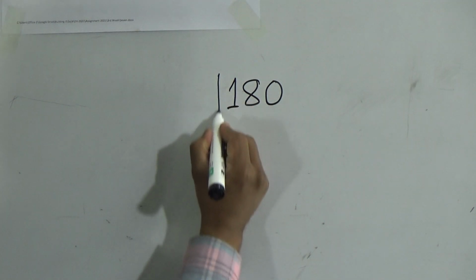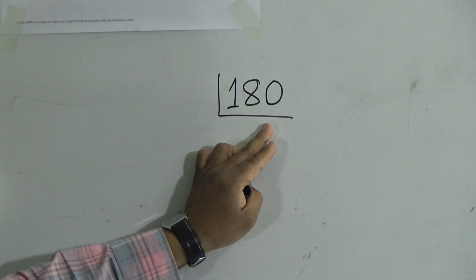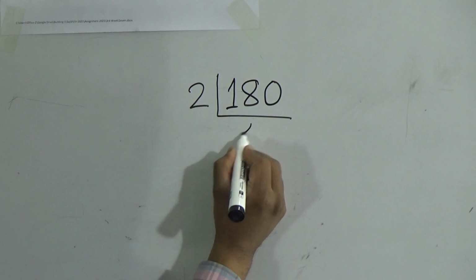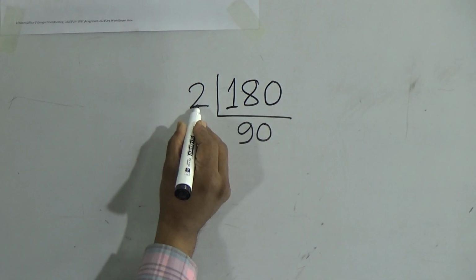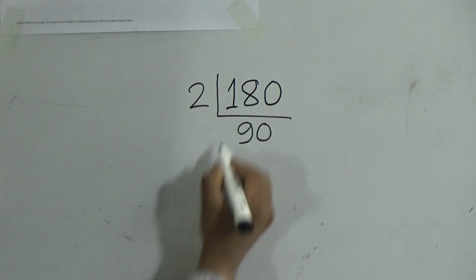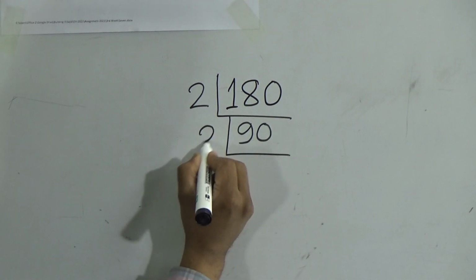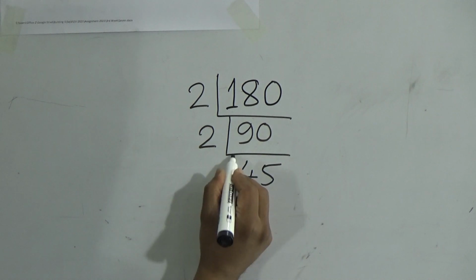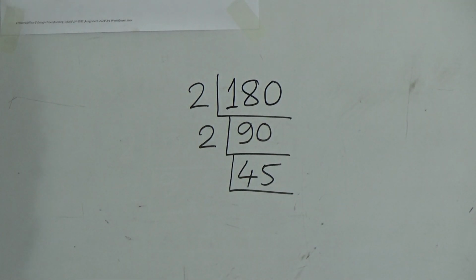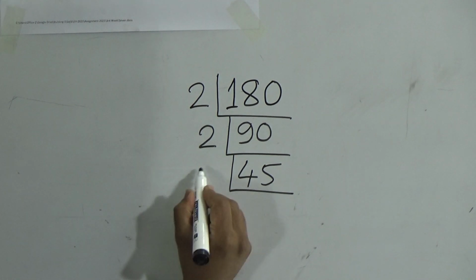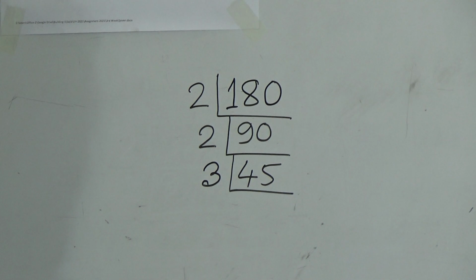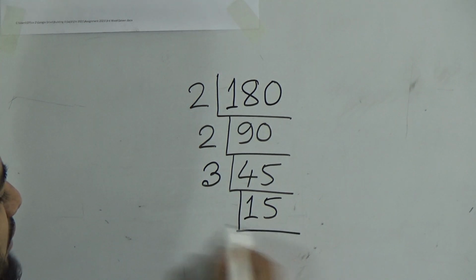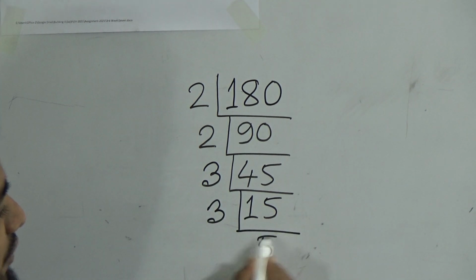Okay, dear students, first of all, to resolve 180, we must divide 180 by the prime number 2, because it's an even number. If we divide it by 2, then we will get 90, because 2 goes 90 times in 180. After that we can divide 90 by 2 again, because 90 is also an even number, and 2 goes 45 times in 90. After that 45 can't be divided by 2, because it's an odd number. But 45 can be divided by the prime number 3, and 3 goes 15 times in 45. Also this 15 can be divided by the prime number 3, and 3 goes 5 times in 15.